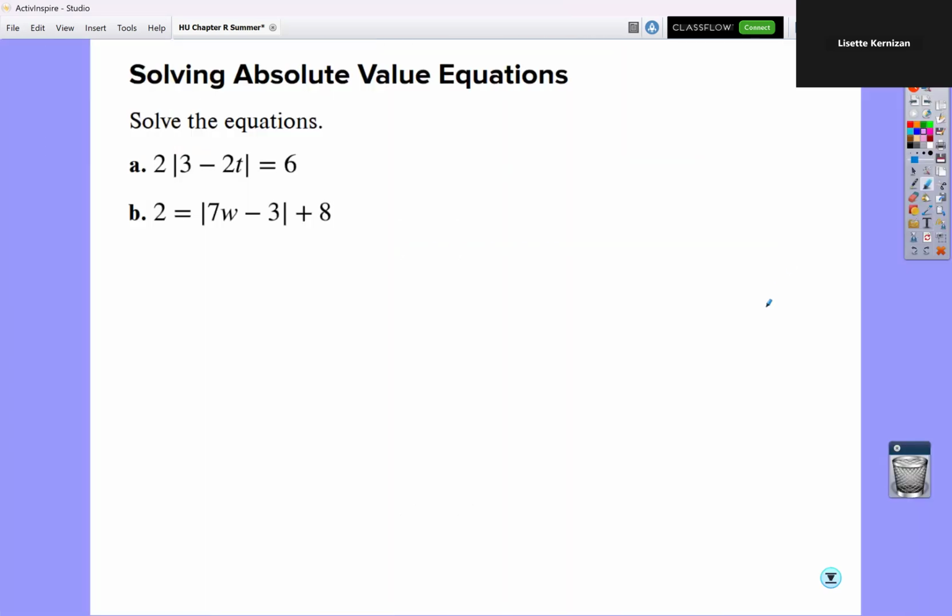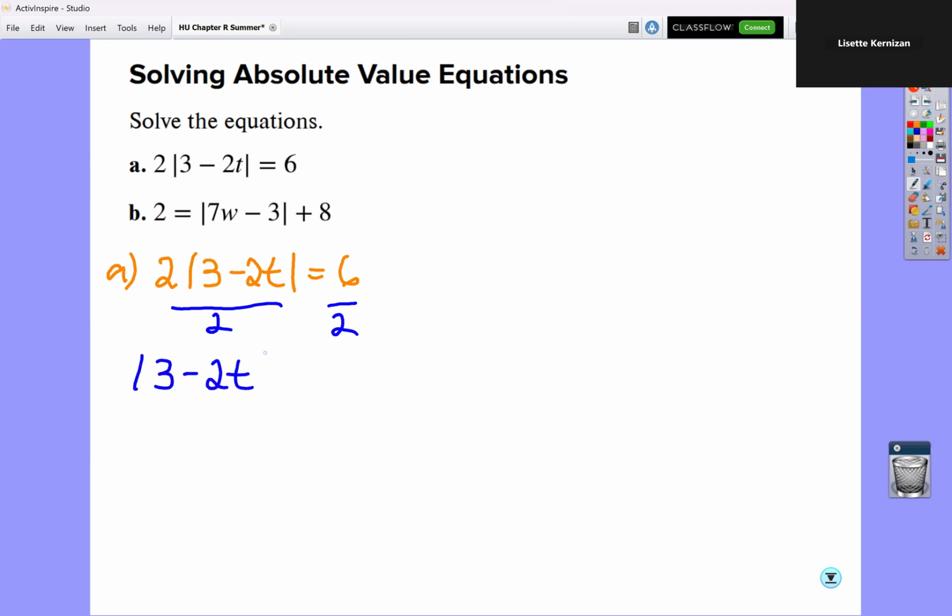So for the first one, you've got to think of it first as if it is a regular equation, but then we're talking about distance. So we have 2 times the absolute value of 3 minus 2t equals 6. First thing we're going to do here is divide both sides by 2. We have the absolute value of 3 minus 2t equals 3.